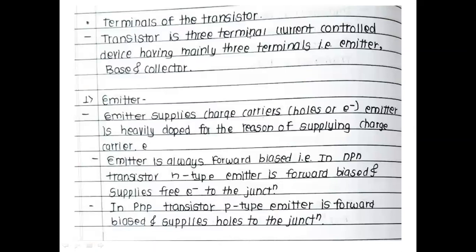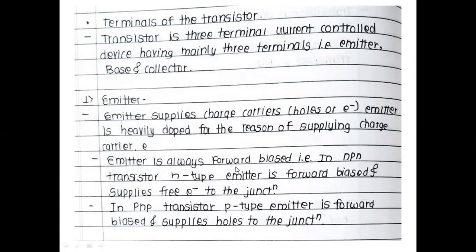The terminals of the transistor: how many terminals are there? Three terminals are there. For each terminal, what supply we have to give and how much doping we have to do, that we have to discuss here. The transistor is a 3-terminal current control device. Remember the word, it is a current control device having mainly 3 terminals, that is emitter, base, collector.